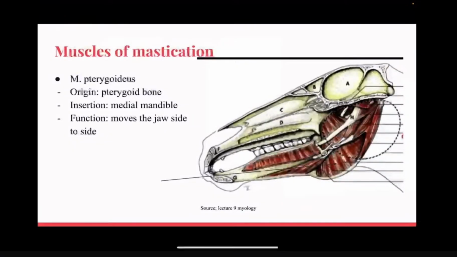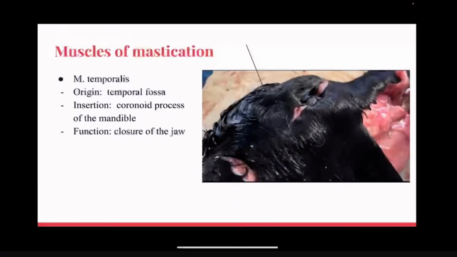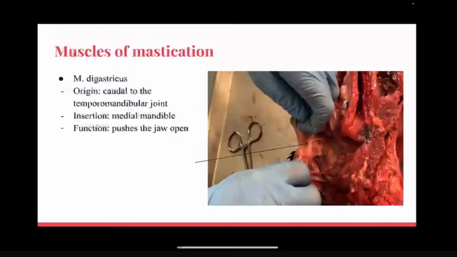The pterygoides originates on the pterygoid bone and inserts on the medial mandible, and its function is to move the jaw side to side. The temporalis originates on the temporal fossa and inserts on the coronoid process of the mandible, and its function is closure of the jaw. The digastricus is caudal to the temporomandibular joint and inserts on the medial mandible, and its function is to push the jaw open.